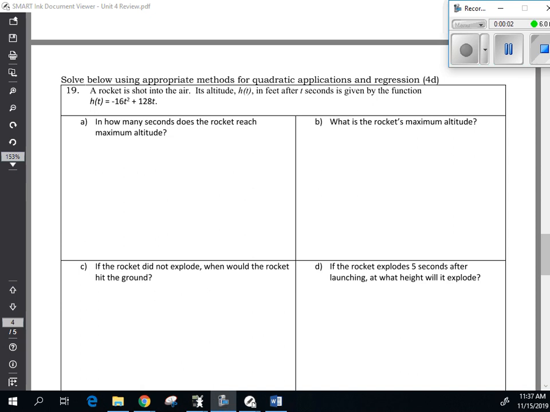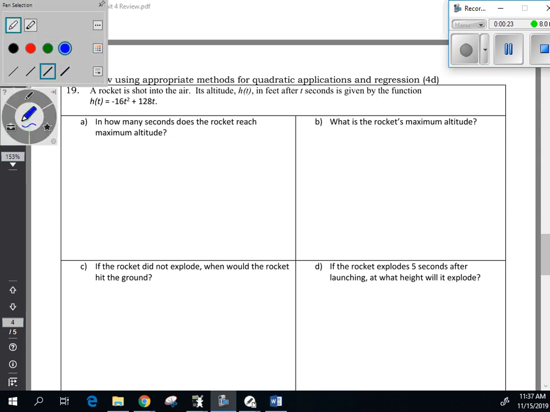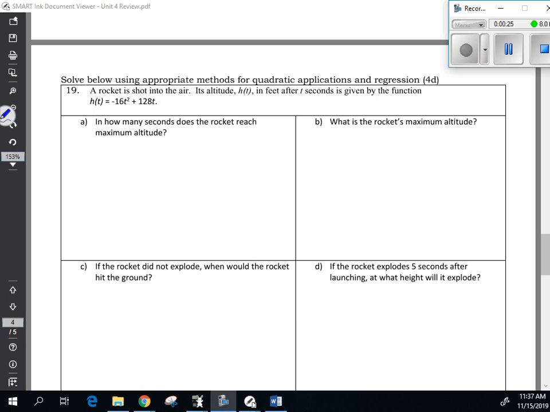Okay, so this video is about discriminants, or it's about regression and applications of quadratics. A rocket is shot in the air, and its altitude after t seconds is given by that function right there. The first question is, and you can do this with Desmos, I'll pop Desmos up in a moment: in how many seconds does the rocket reach the maximum altitude?